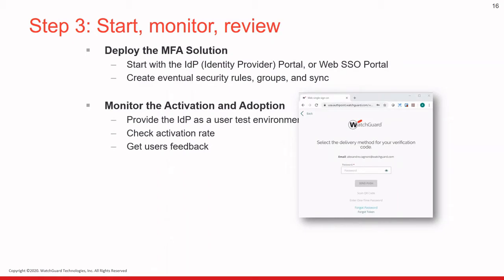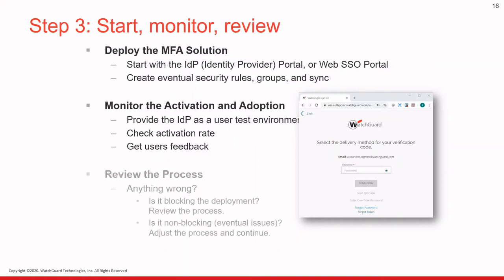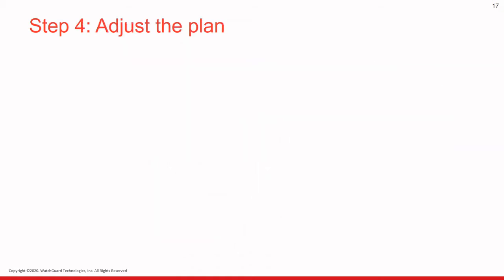The next step is to monitor the activation and adoption from the end users. Check the activation rate, see if there is any feedback from the end users, and review the process to see if there is anything wrong with it, or maybe there is some feedback that can be useful for you to improve the speed of adoption from the end user.